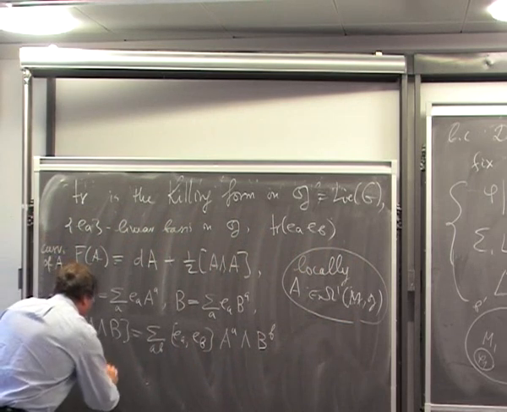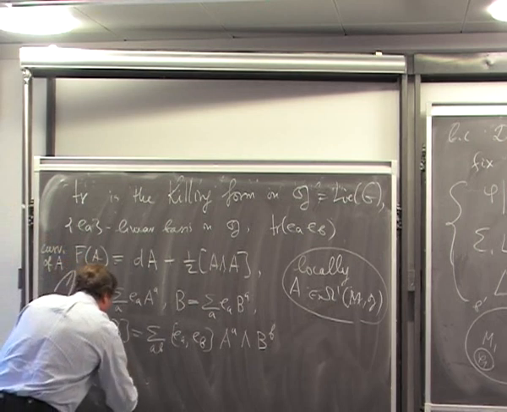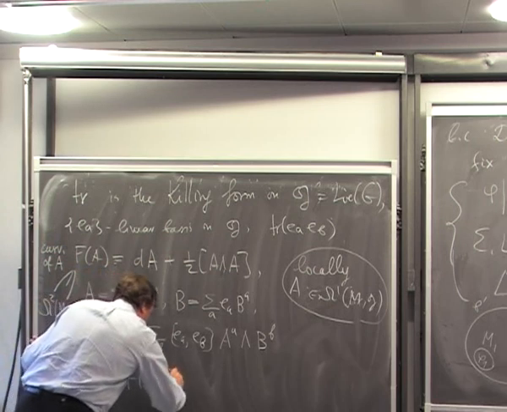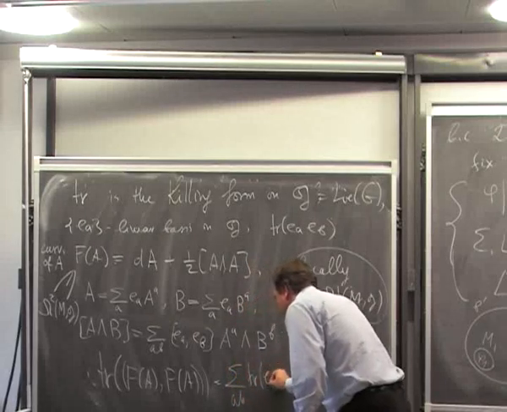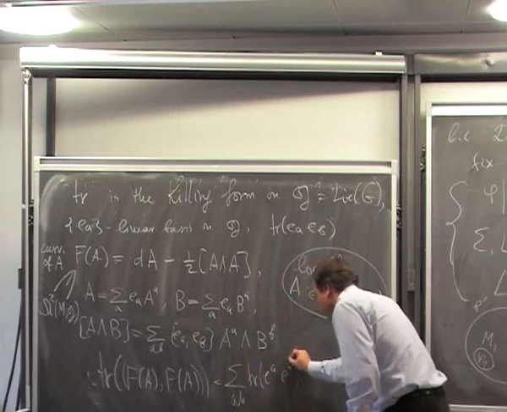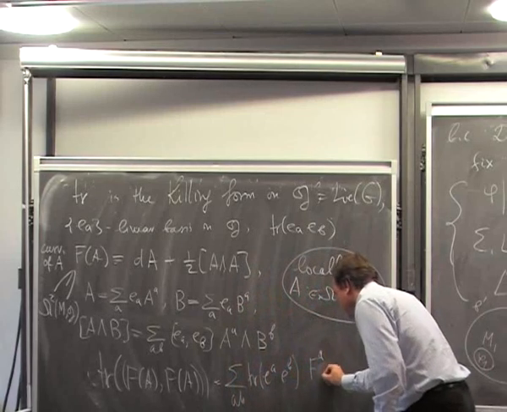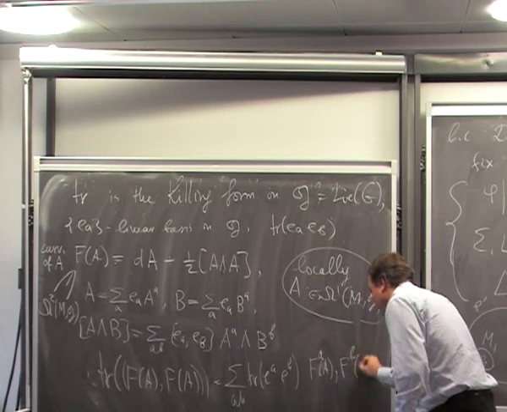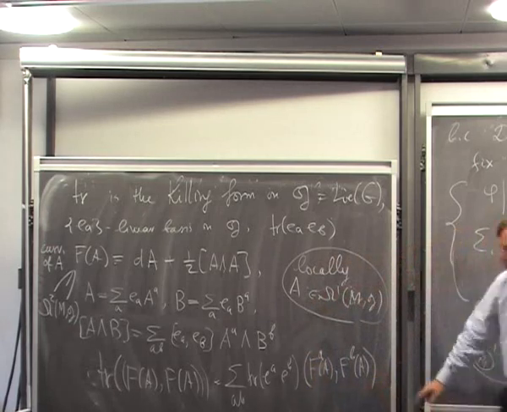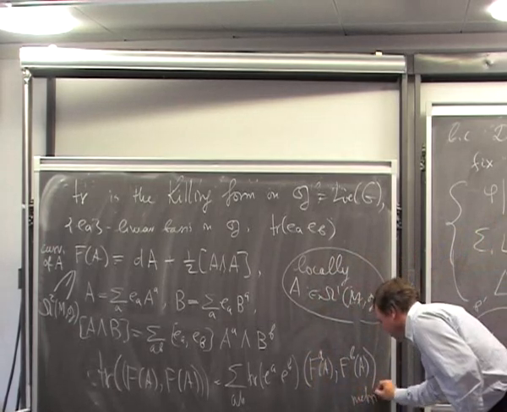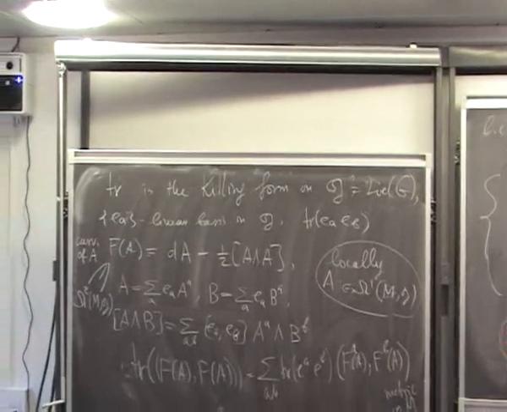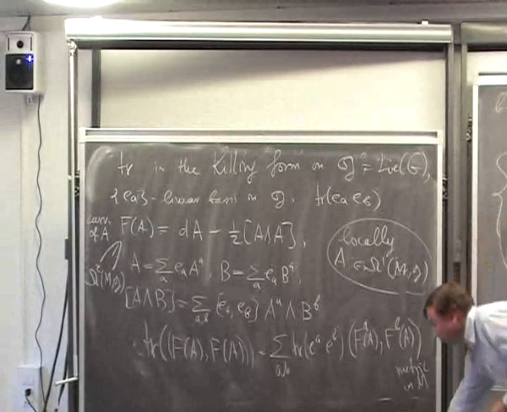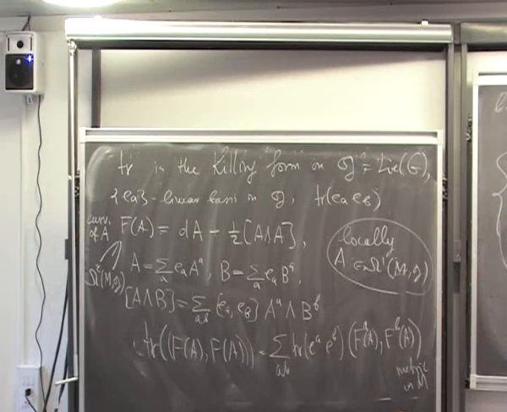So this notation trace F of A simply means sum over A, B, trace E_A E_B, and then F_A scalar product F_B with respect to the metric on M. So when you have a metric on the manifold, you have a natural scalar product on forms, and that's what it is. Okay, so this is the action.